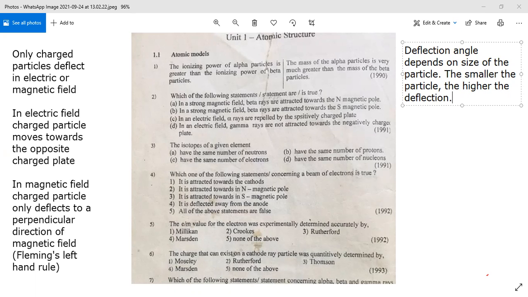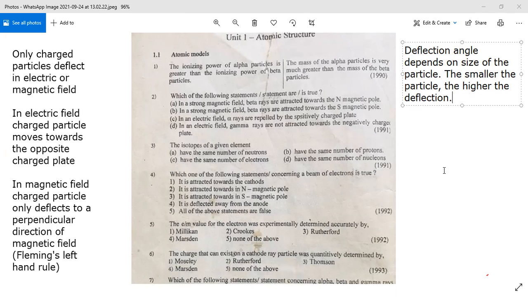We have to take charge density. But for now, for your A levels, no need to know about charge density. It's charge divided by radius squared. But for now, no need to know, because for these lessons, you only get alpha, beta, gamma. For this, thinking like this is totally enough. But in physics magnetic field, we will learn something a bit advanced. Smaller the particle, higher the deflection.